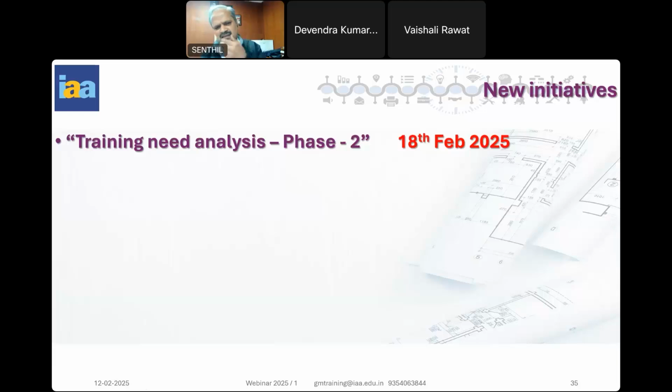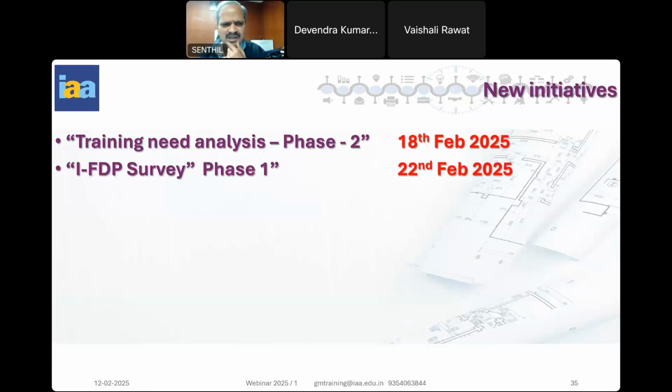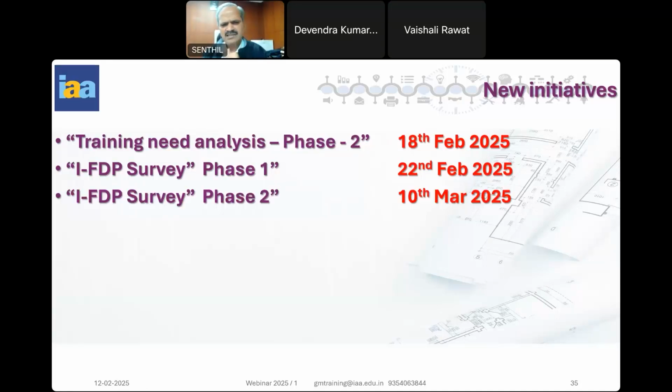And recently we have done the training need analysis. Due to some reason we could not complete phase 2, which we will complete by 18th February. Then we have made an internal faculty development plan. The first phase we will process by 27th February, and the second phase will start on 10th March. If some of you addressed that survey and gave a willingness to be part of the faculty at IAA, we are planning to conduct a separate webinar to interact with them. That will be an open interactive session.